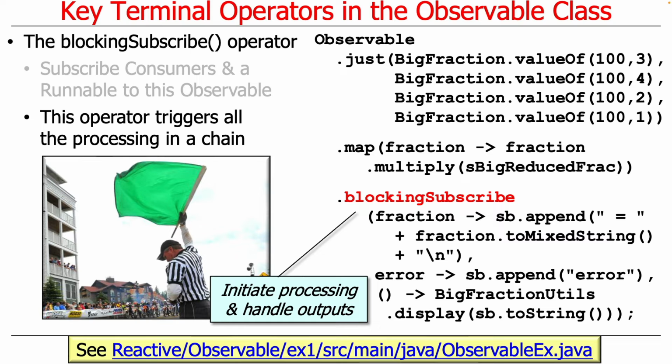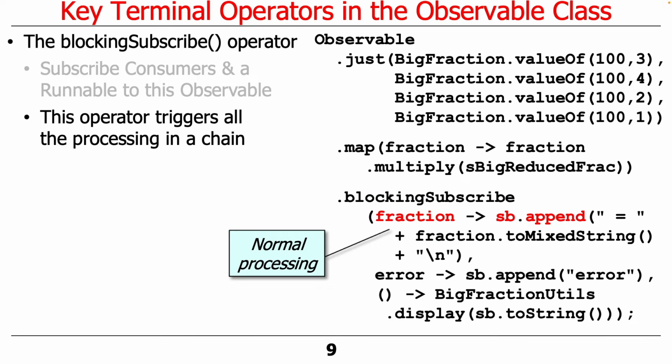The other thing that blocking subscribe does, much like collect or reduce in Java streams, is it triggers all the processing in an observable chain. So when blocking subscribe is invoked, then everything starts to run. And up to that point, nothing runs because these are lazy. The whole thing is lazy until blocking subscribe or subscribe, some variant of subscribe is called.